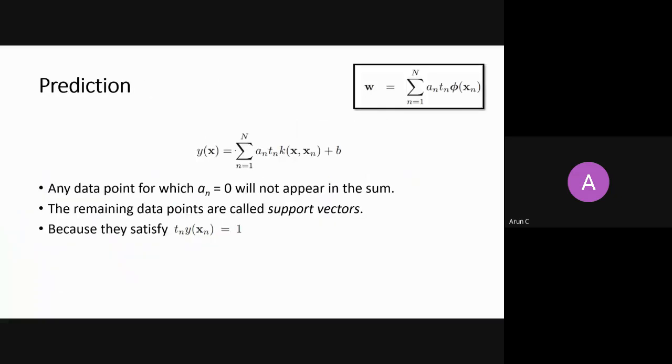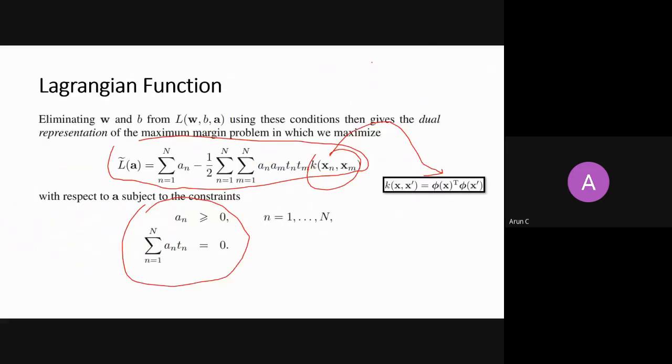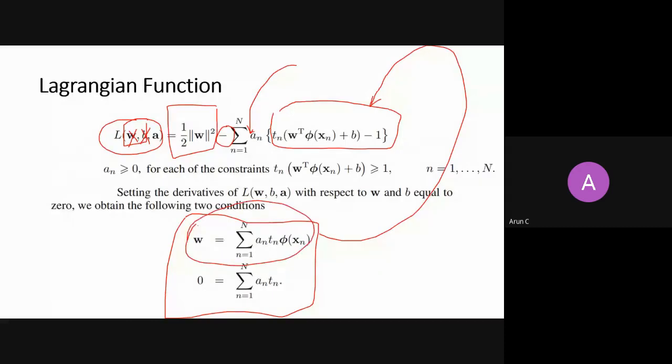Okay, so now the prediction comes. Just to recall the value of W, which I derived from here: W is the summation over n of an tn phi(xn). This is a weighted sum of all the input values x, where the weight is given by an into tn.